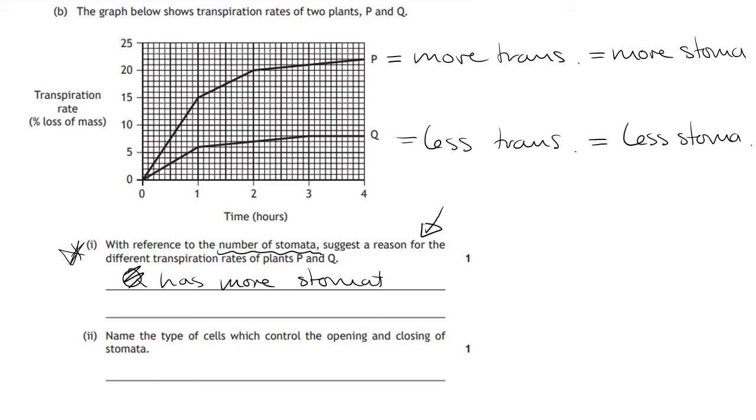Oh, sorry, Q, look at that. P. So there's my P right up at the top there. P has more stomata than Q. Or I could do that the other way around. Q has less stomata than P. Name the type of cells which control the opening and closing of the stomata. So what are those cells that either the stomata will be open or closed? Guard cells.